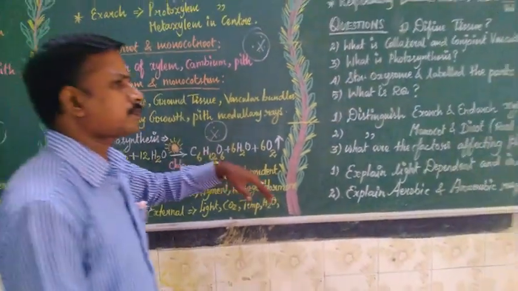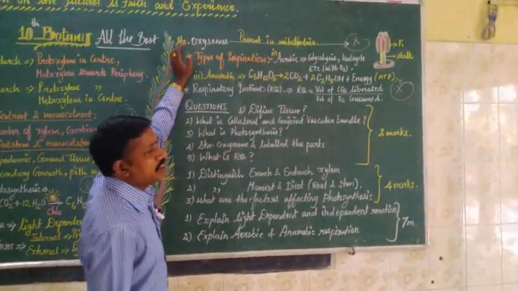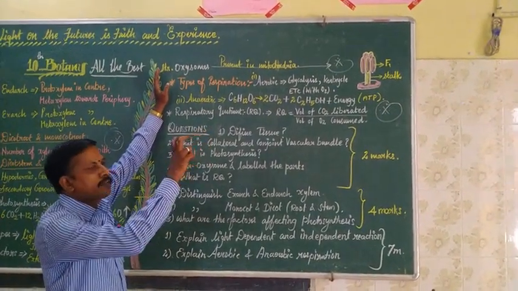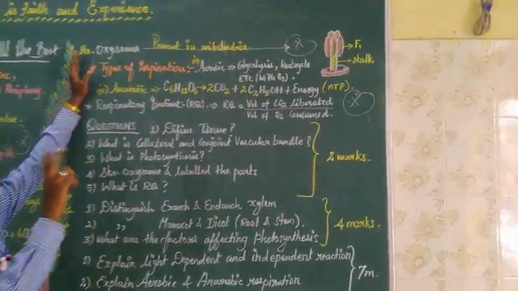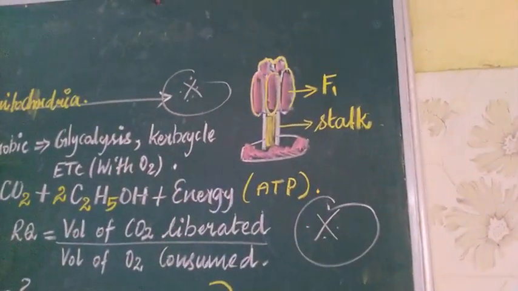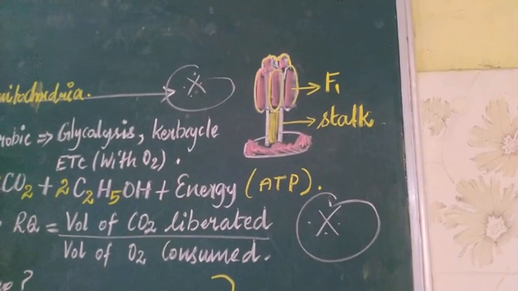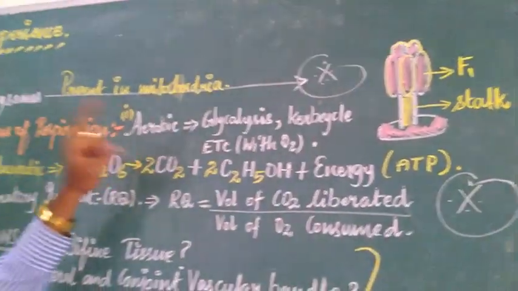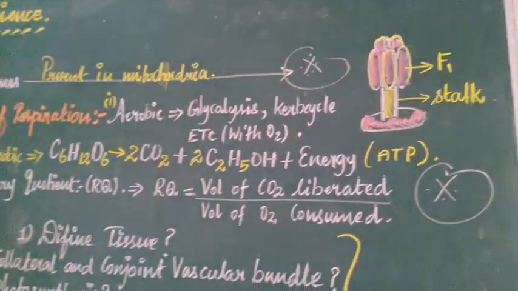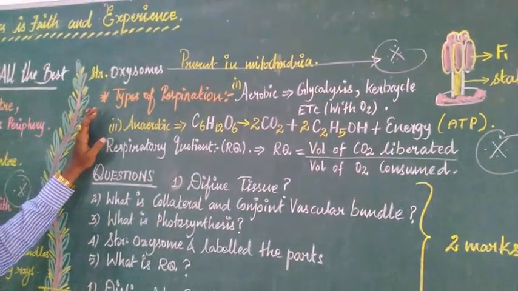Next, from the respiration point of view, study the mitochondria. In the mitochondria, the oxysome is a very important structure. These structures are important. These oxysomes get the energy, that means they are energy molecules. So the oxysome is present in the mitochondria. The structure of the oxysome can be asked.